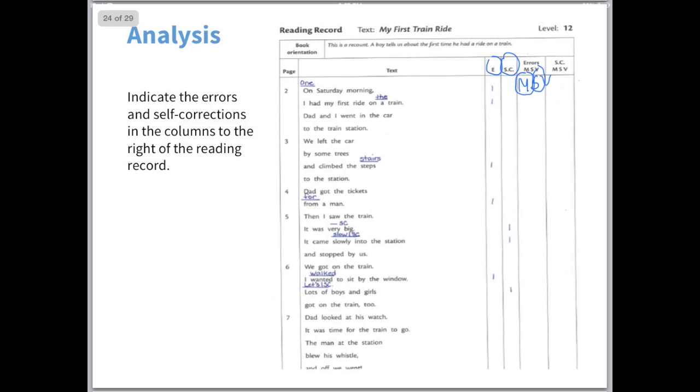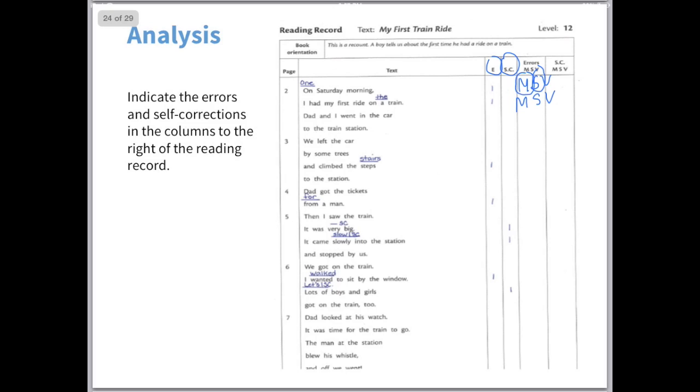Visually, it is close. It has the same letters. The only thing is, the child did not consider the final E, and this changes "on" to "one." Although both are acceptable, "one" could mean any Saturday morning, and "on" refers to this Saturday. The next sentence, "I had my first ride on a train." The student read "the train."